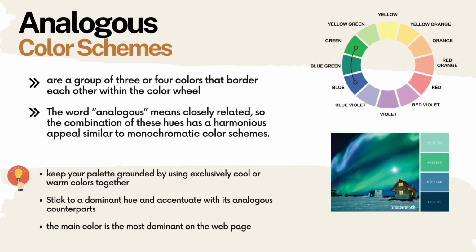Analogous colors are a group of 3 or 4 colors that border each other within the color wheel. The word analogous means closely related, so the combination of these hues has a harmonious appeal similar to monochromatic color schemes. When picking analogous groups for your composition, keep your palette grounded by using exclusively cool or warm colors together. Stick to a dominant hue and accentuate with its analogous counterparts. This aurora borealis color scheme creates a smooth transition from green to blue, which neighbor each other on the color wheel.